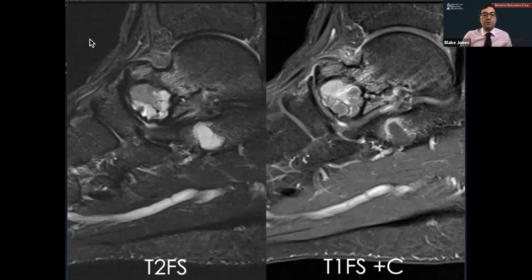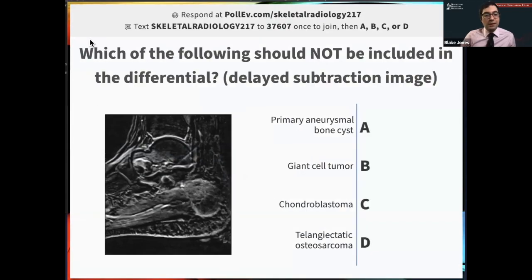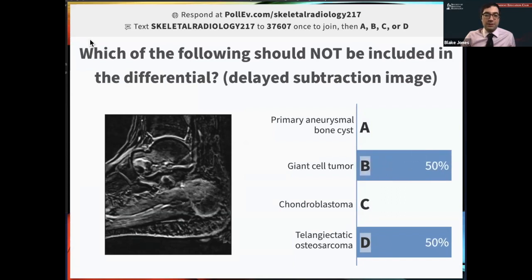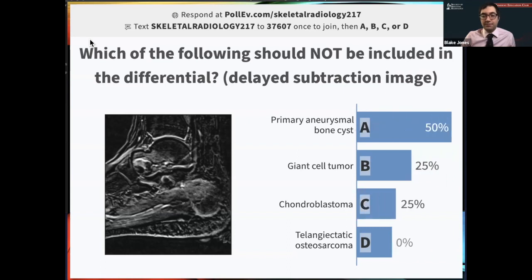So let's move on. So we have another slice of the T2 fat sat, as well as a post-contrast fat suppressed image showing a feature that I think is important. So see if you can decide what that is as well. And as a corollary to that, I've given you a delayed subtracted post-contrast image. Which of the following is not in your differential based on this image?